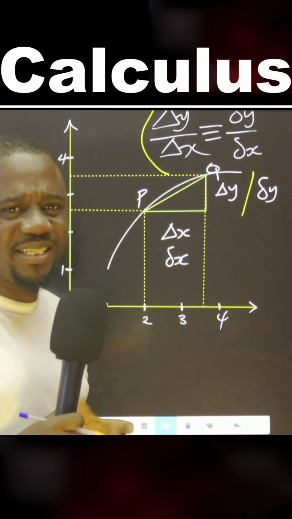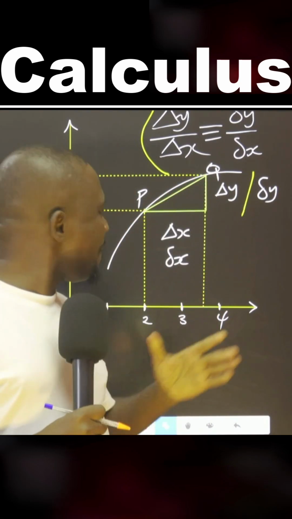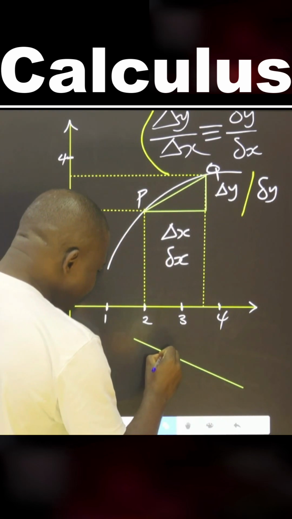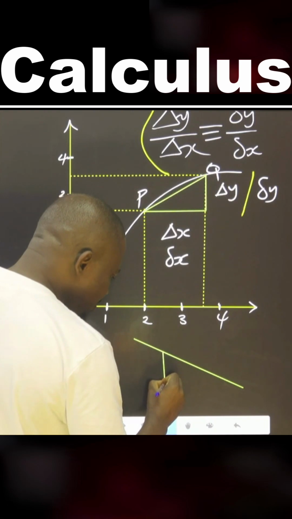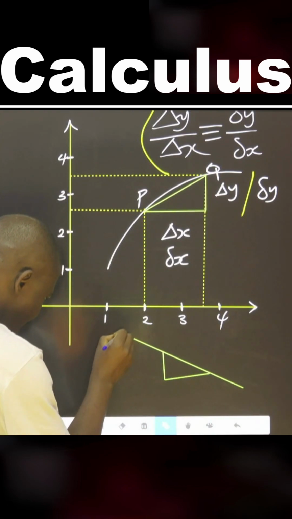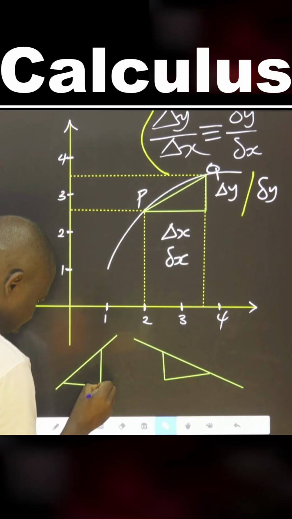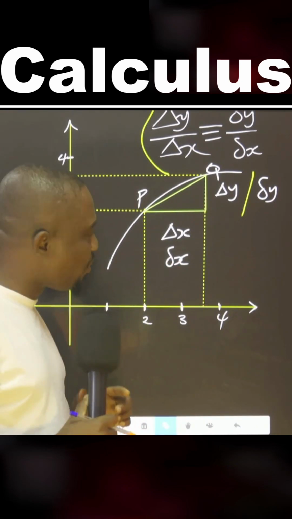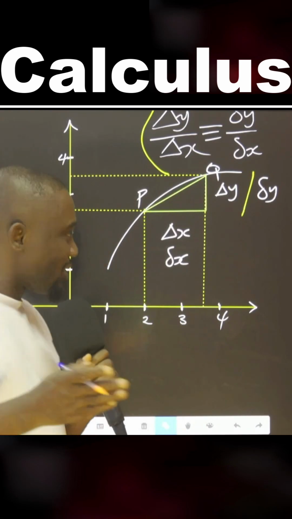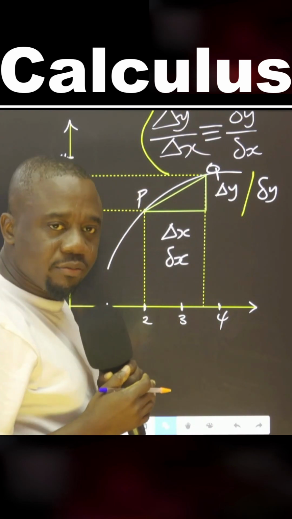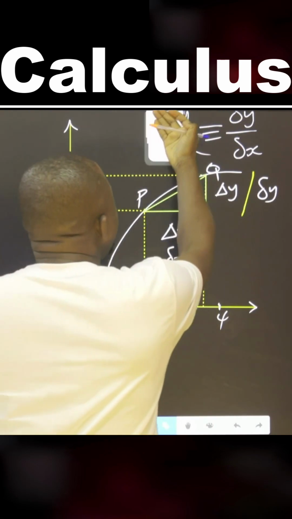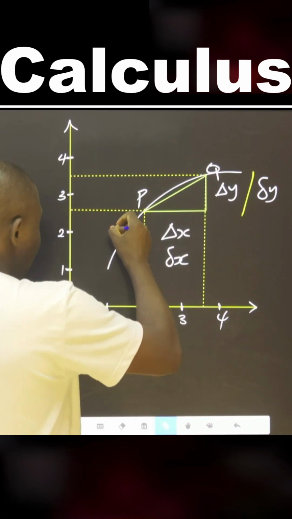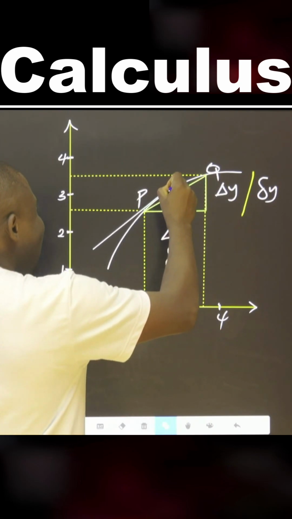But this is not perfect, because for a straight line, you have a perfect slope. For this one now, to get a perfect slope, it must be a tangent to this curve. So let me remove all these ones. For you to have a perfect line, it must be a tangent.